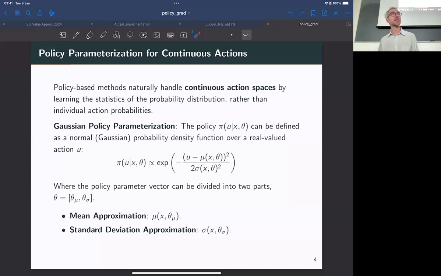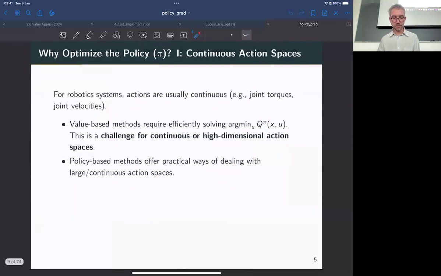Of course, you could use other kinds of probability density functions, but the Gaussian, as usual, is the most commonly used. So why should we optimize the policy? Well, one of the main reasons is this ability to handle continuous action spaces, which for robotic systems work very well.